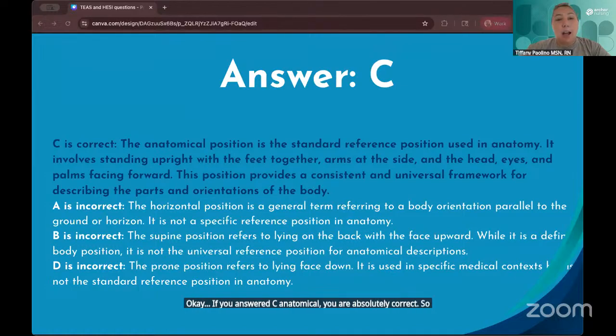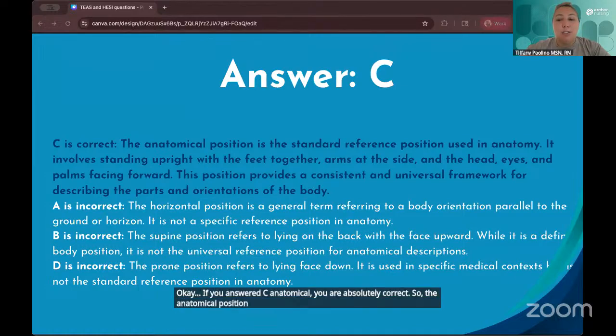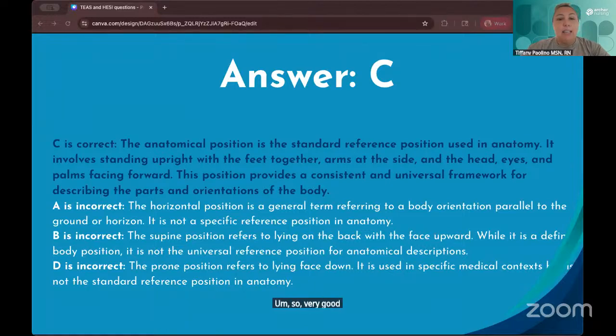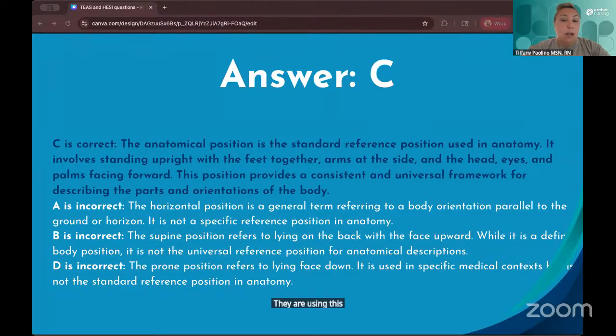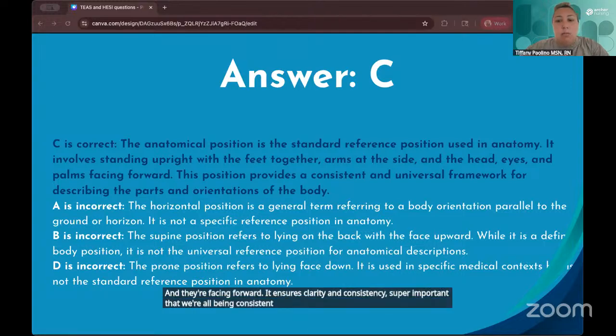The anatomical position is like a universal language that we use when we're talking about the body. Whenever medical professionals or students or anybody is describing the location of structures, they are using this standard position for their reference. In this position, the body is standing upright with the feet together and the arms at the side, facing forward. It ensures clarity and consistency. It's super important that we're all being consistent when we're talking about the human body.